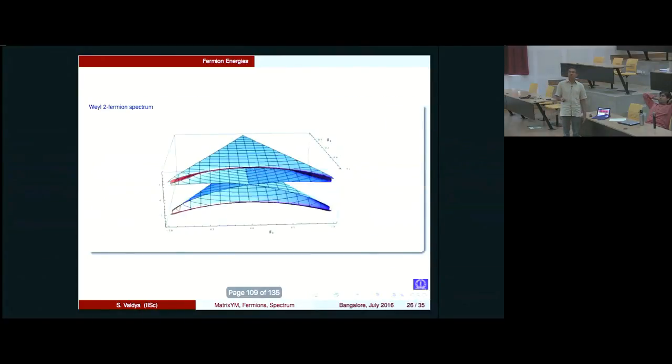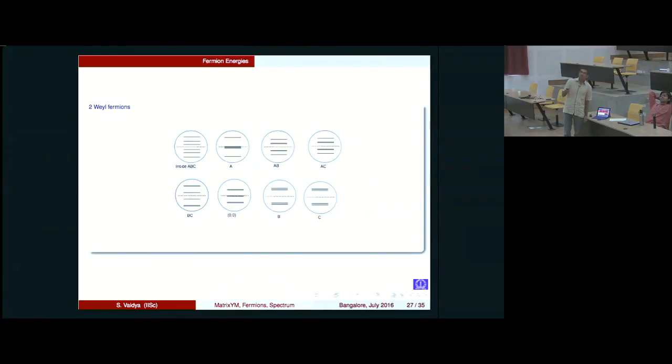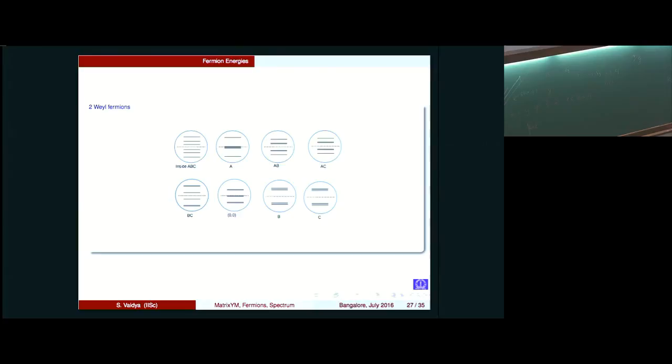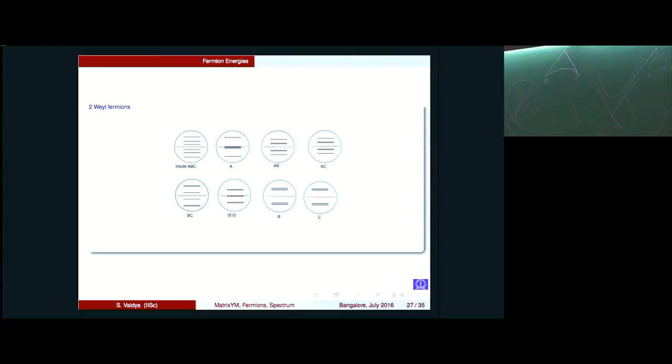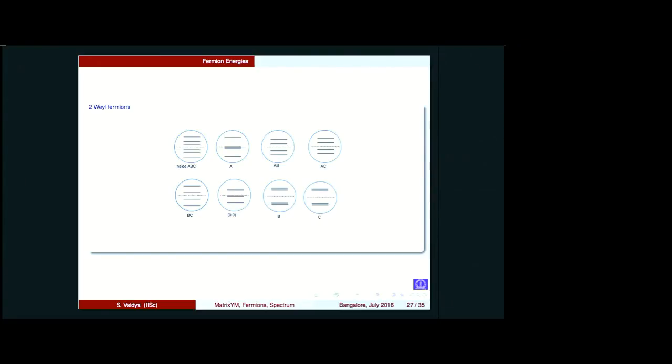So this is a picture of the two fermion state. And this is what the spectrum looks like for two Weyl fermions of the same chirality. So inside, in the bulk, we have six states. They're all non-degenerate. At the corner A, the ground state remains non-degenerate, and so on. So you can see that, for example, along BC, the ground state remains doubly degenerate. At the corner B or at the corner C. B and C are these corners. So that the ground state degeneracy is 3.